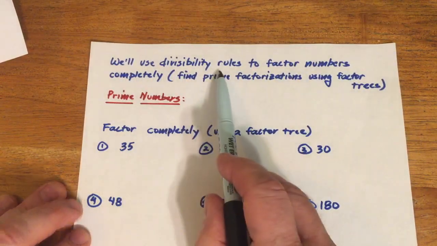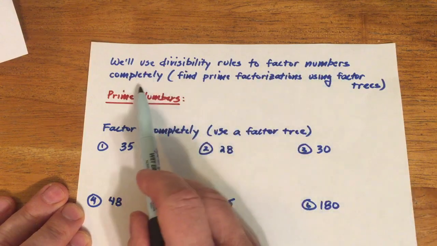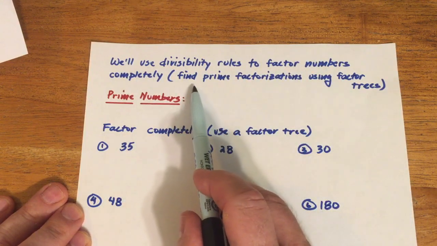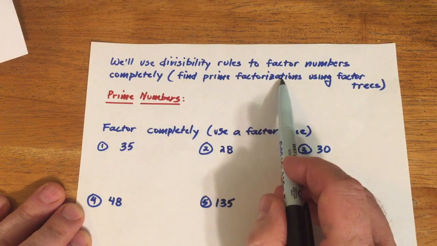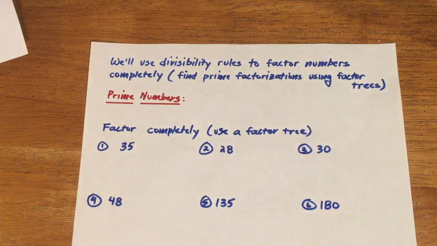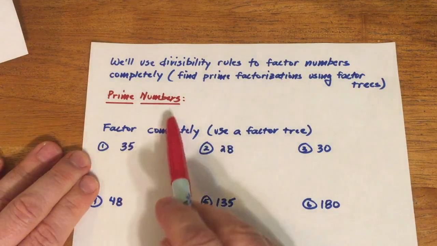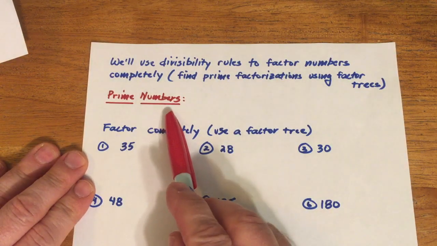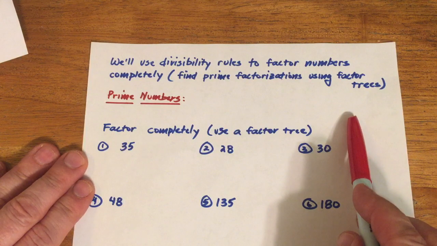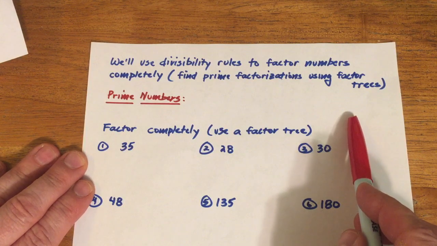Here it says, we'll use divisibility rules to factor numbers completely. Basically, we're going to find what's called the prime factorization, and we'll use factor trees here. Let's take a look at prime numbers just very briefly. I want you to see if you can remember the prime numbers. See if you can list out the first 6 or 7. Give it a try. Pause the video.